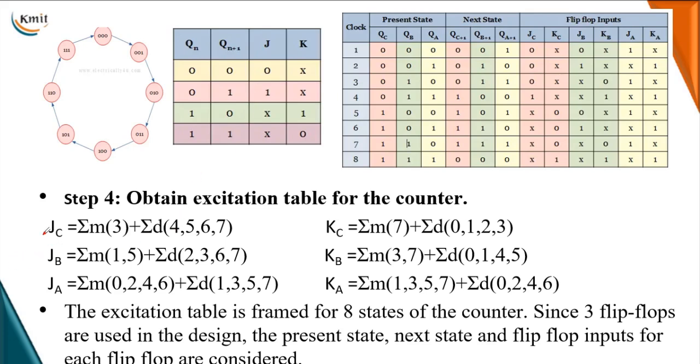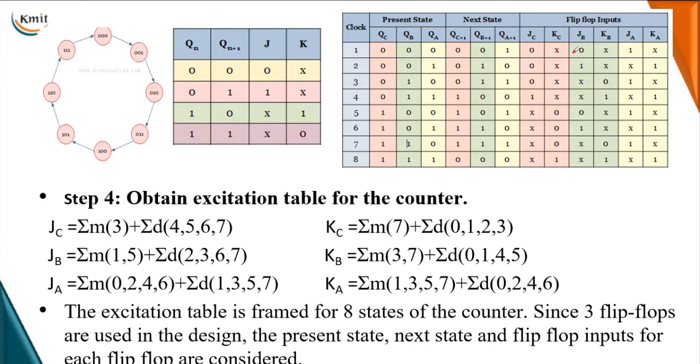Upon writing that, the standard SOP expressions are: JC is equal to, just by searching the minterm values in your JC column, only one minterm, which is on the present state 0 1 1, that is 3. And 4, 5, 6, 7 are the don't cares. KC is equal to sigma m of only one minterm, which is 7, and the remaining are don't cares. So 0 to 3 are the don't cares. So we wrote those expressions in SSOP.